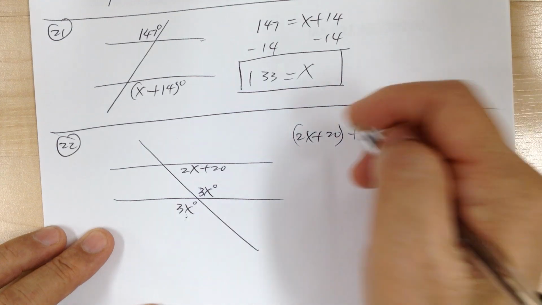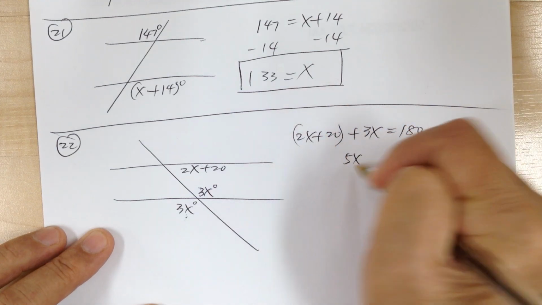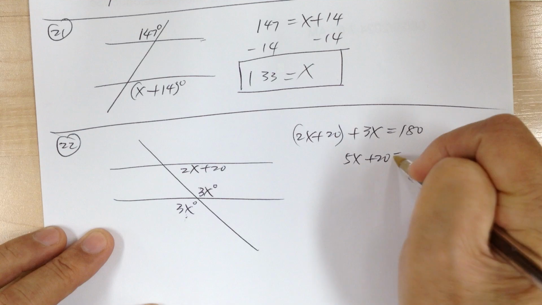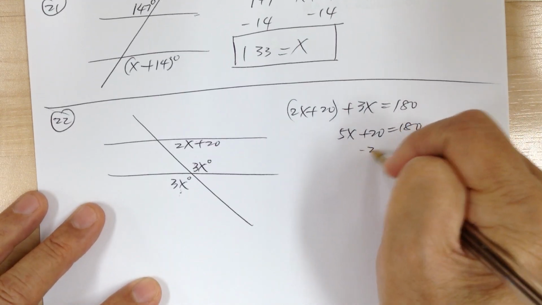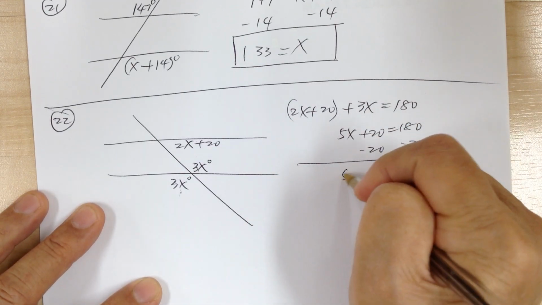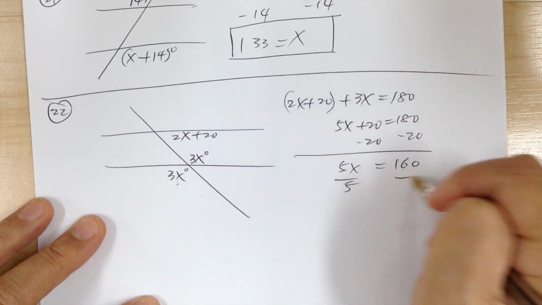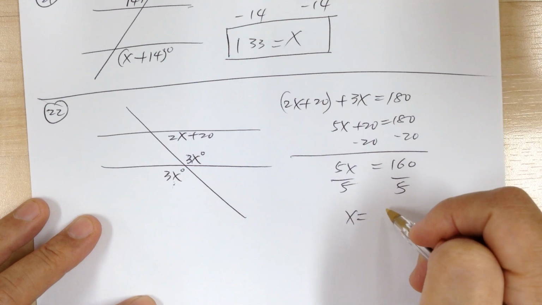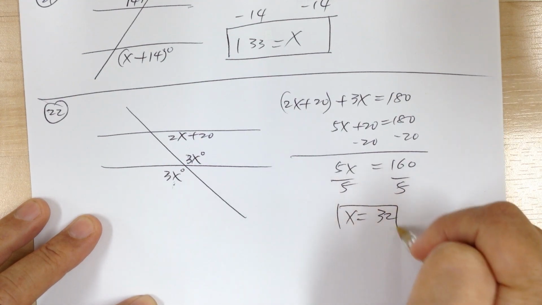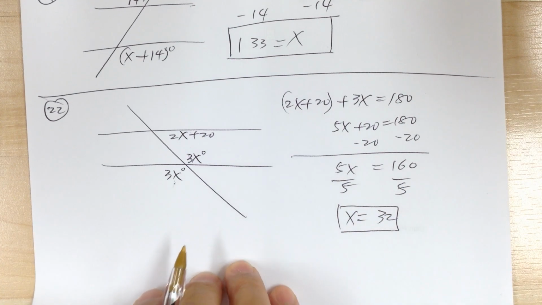So let's go ahead and combine the like terms. You get 5x plus 20 equals 180, minus 20 on both sides. So you get 5x equals 160, and divide by 5, so x equals 32. Okay, let's go to 23.